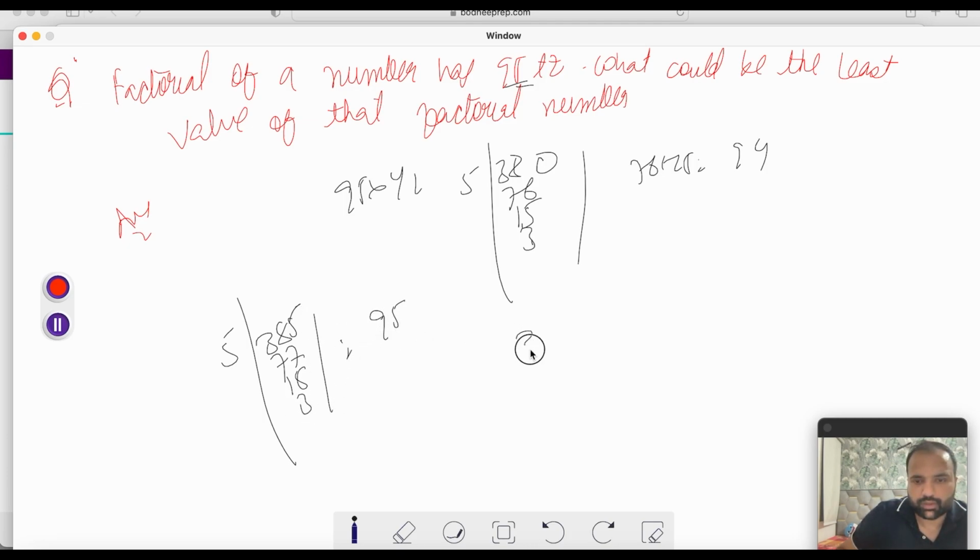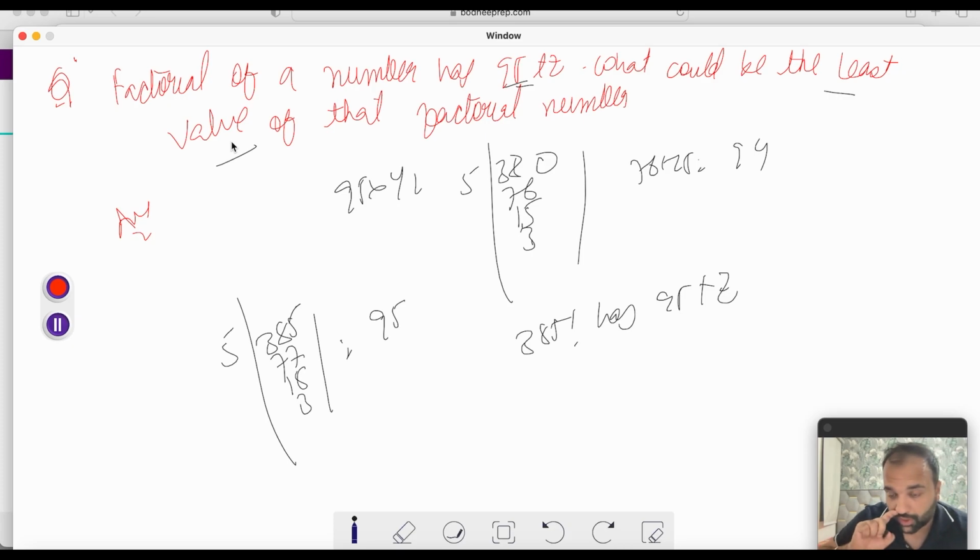Okay, so what is the number? 385 factorial has 95 trailing zeros. Now look at the question. Every such question would ask you what could be the least value of that factorial number. Okay, see, why is it asking for least? Why does it not say the exact number?